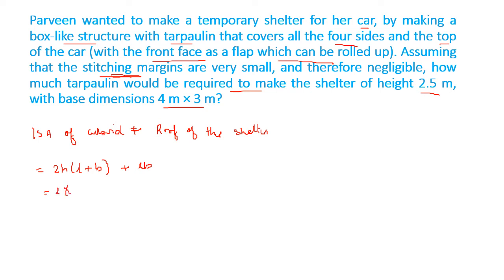Height is 2.5, so 2 into 2.5, 4 plus 3, plus 4 into 3 is the base. So 2 times 2.5 is 5, 4 plus 3 is 7, 4 times 3 is 12. So 35 plus 12 equals 47 meters square. So 47 meters square is the tarpaulin which will be required, because we have kept the stitching margins to be minimal.